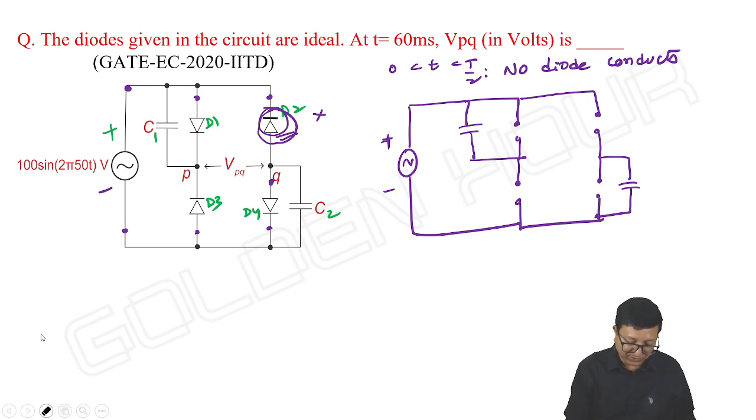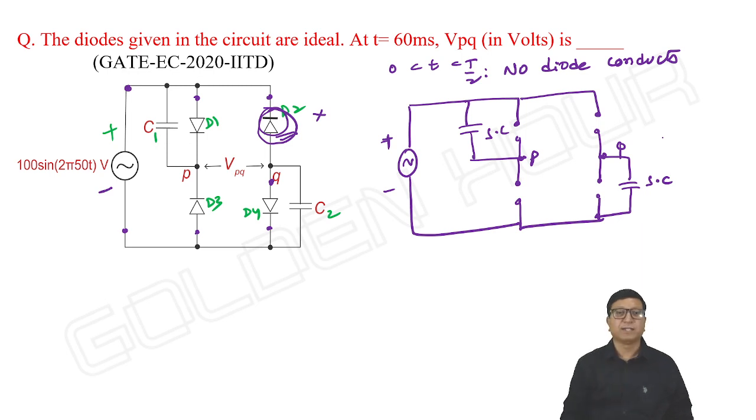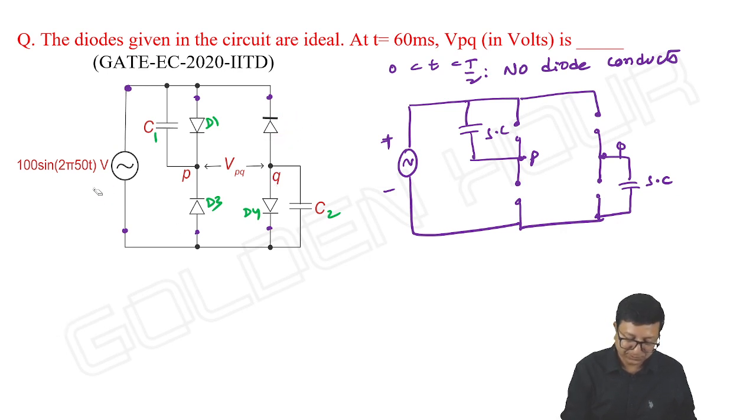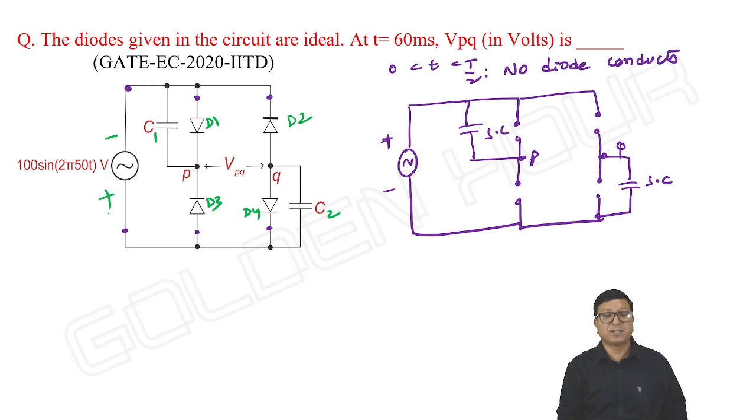And both the capacitors act as short circuit. This is short circuit and this is also short circuit. It is the point P and it is point Q. Okay. During the negative half cycle, negative quarter cycle, I can say, means it is minus and it is plus. Just for our understanding purpose, I am changing the polarities.